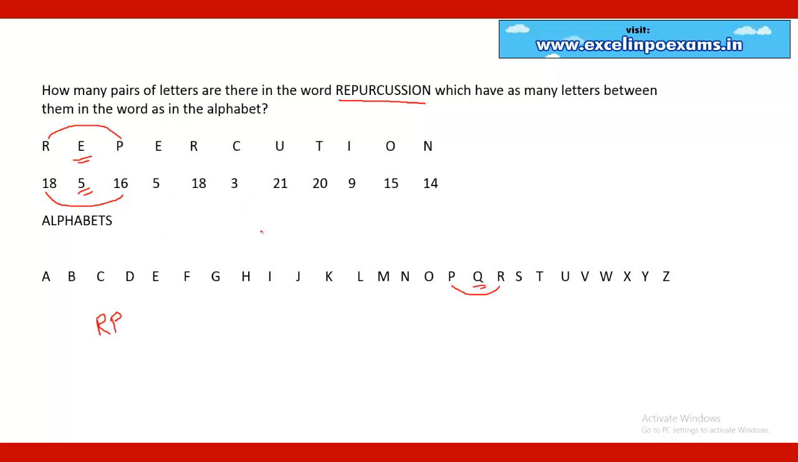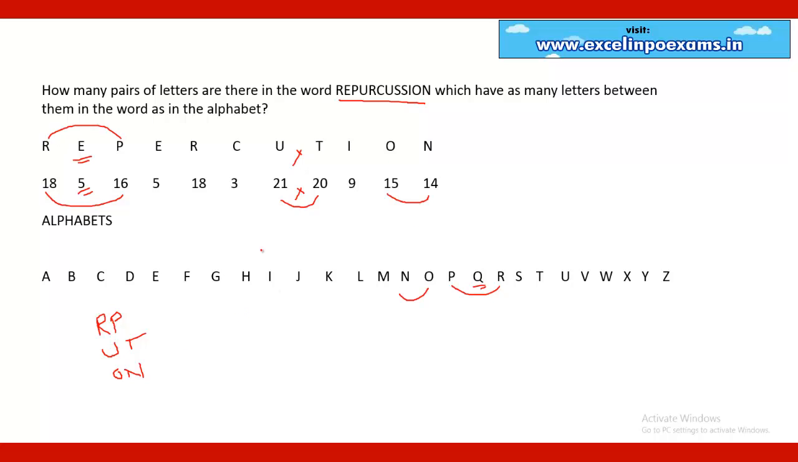The second pair is UT, 20 and 21. There is no letter between U and T in the word as well as in the alphabets. So UT also satisfies the condition. Then the next one is ON, 14 and 15. There is no letter between O and N in the alphabets as well as in the word.